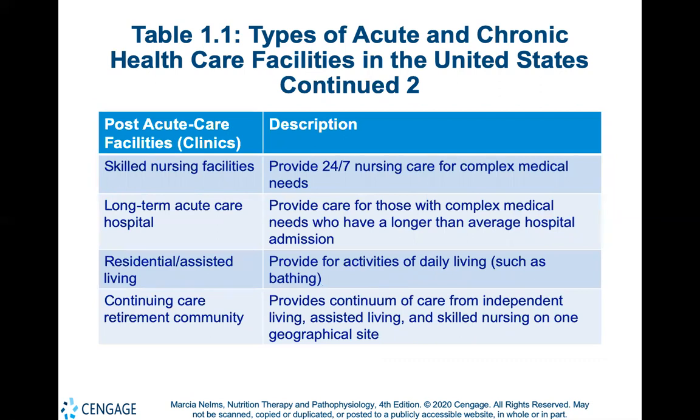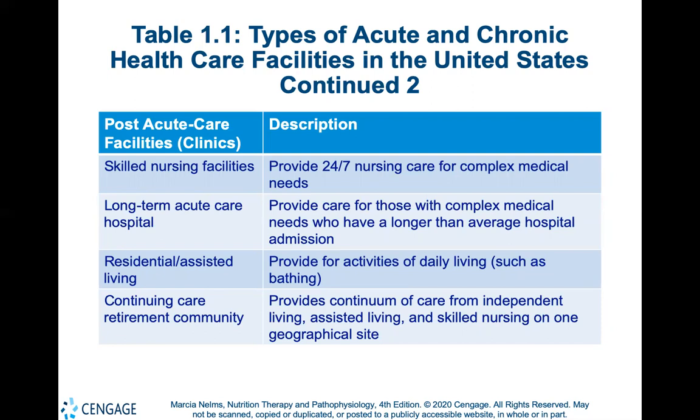Skilled nursing facilities provide 24 hours a day, 7 days a week nursing care for complex medical needs. You have long-term acute care hospitals, which provide care for those with complex medical needs who have a longer than average hospital admission.